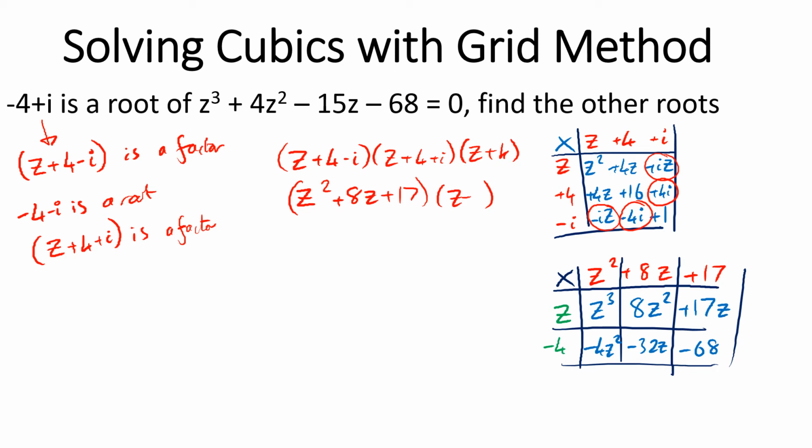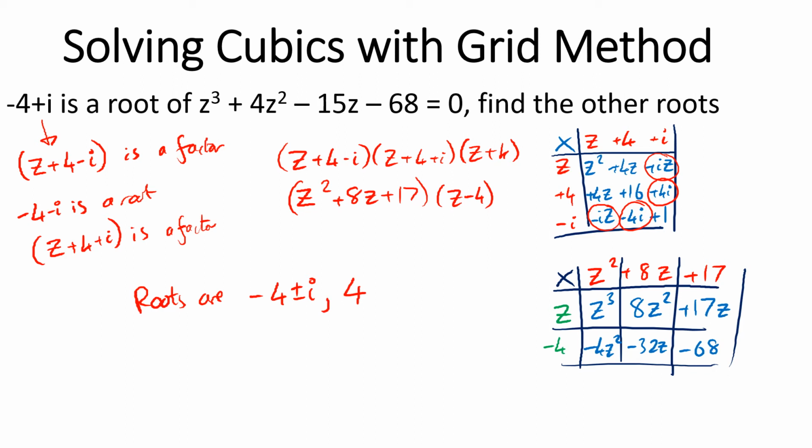So we can say overall that we have z plus 4 plus i, z plus 4 minus i, and z minus 4 as our factors. So our roots are minus 4 plus or minus i, those were given to us by the question really, and 4.